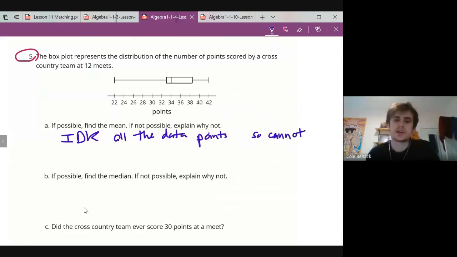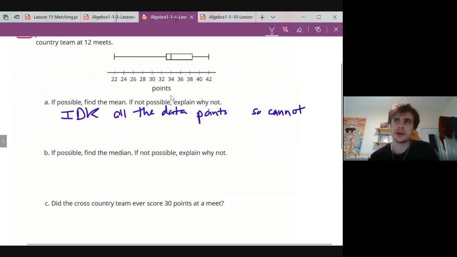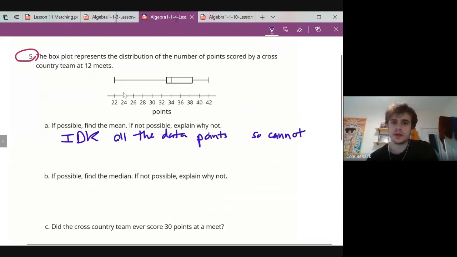If this was a perfectly symmetrical distribution, which we honestly would not know from a box plot because we don't see the individual values, then we could say, oh, the median and the mean are the same. So if I know the median, I can find the mean. But I think it's very unlikely that there are 5 values here. Since there's 12 meets, right? I don't have 12 different dots here, so I can't calculate the mean. The median, we can find from a box plot. That's going to be this value right here, 34. Right, the median is always that middle line inside the box for a box plot.